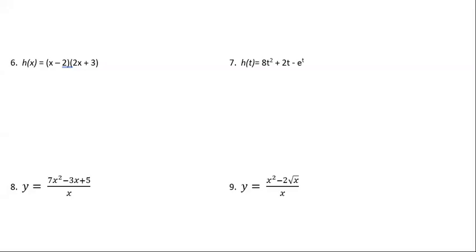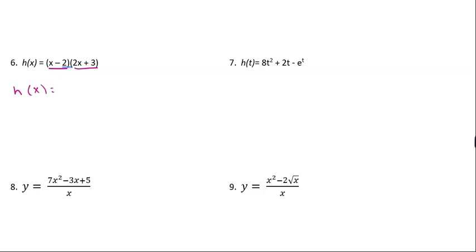Let's look at a few more that are not quite so straightforward. So here we have a product of x minus 2 and 2x plus 3. Before we try to tackle the derivative here, let's FOIL this and get it to where we do not have that multiplication of the terms anymore.